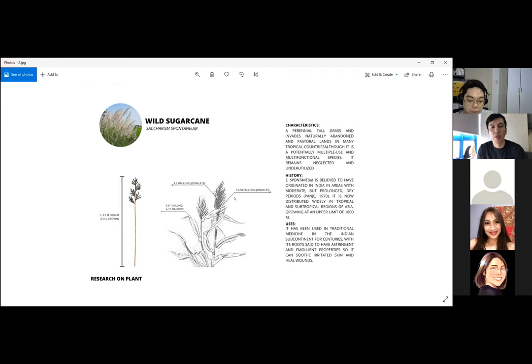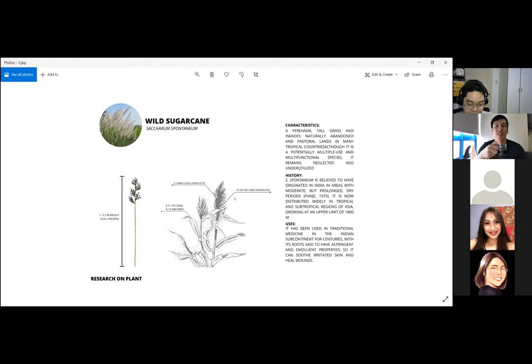Then for uses... How come in the movie, say, you would see boyfriends and girlfriends running in the wild sugar, in the grass? So, into the talahib. It's not true pala. Makati pala doon. Sige, go ahead.